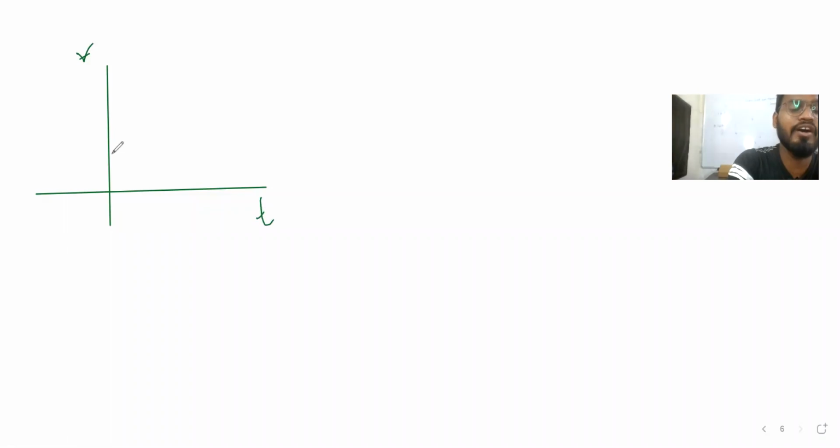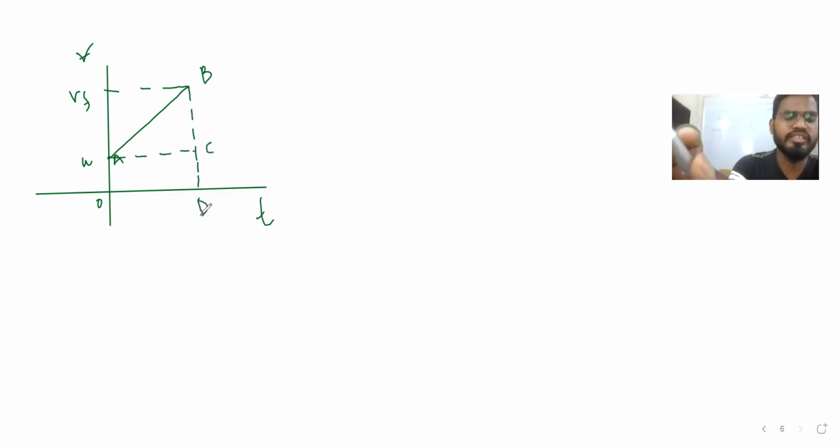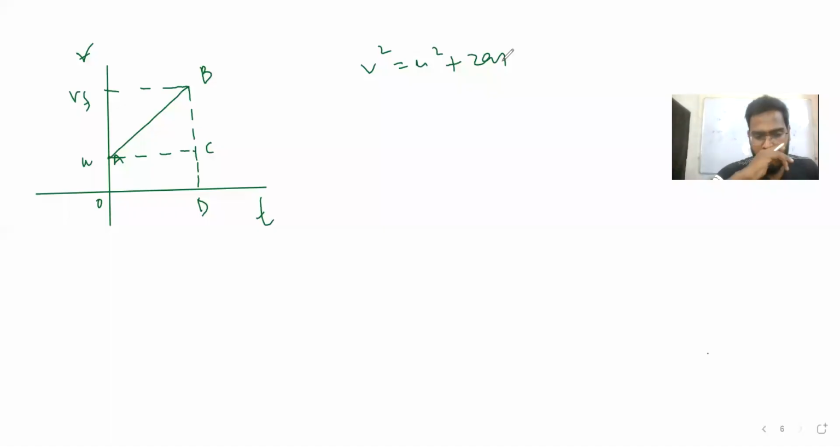Again, the velocity cannot start from zero. So U is here, right? Then the final velocity. Same thing. O, A, B, C, D. That's it. Now, again you want to find V square is equal to U square plus 2AS. This we want to find from here also, right?